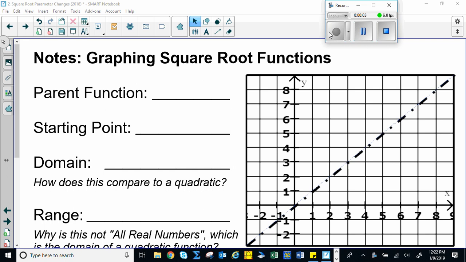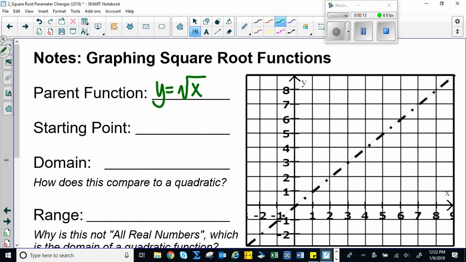Okay, so our parent function for a square root is y equals the square root of x. So I don't really have a vertex, I just have a starting point, but the starting point is going to be my h, k value. So if I'm asking you for the starting point of a square root, I'm asking you for the h, k value. So if I look at the parent function, what's the h, k value in the parent function? 0, 0. So I'm going to plot that point first.